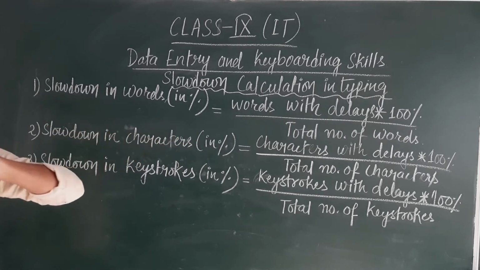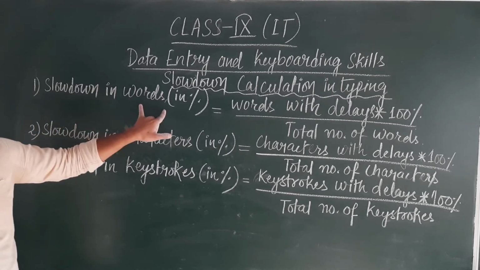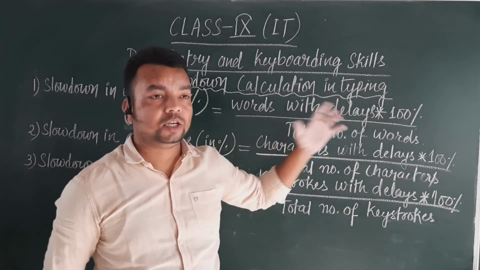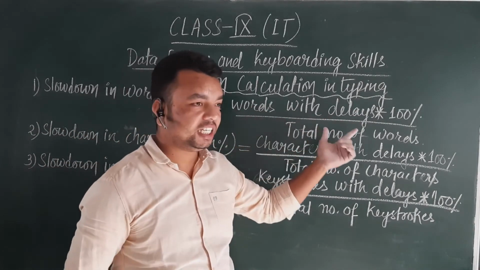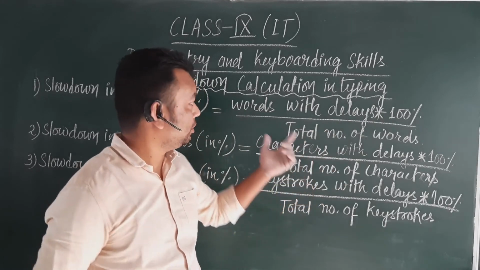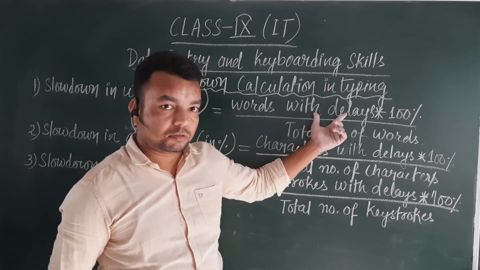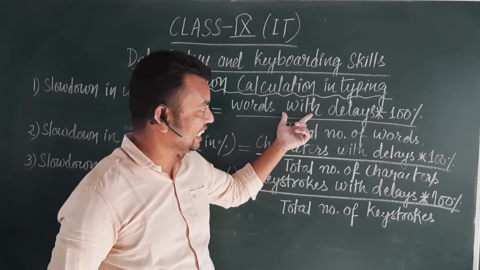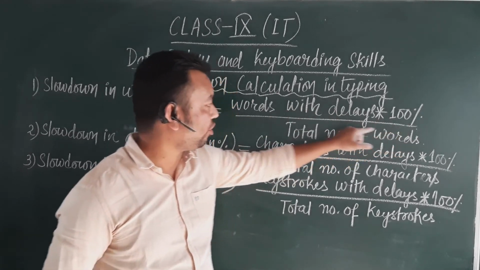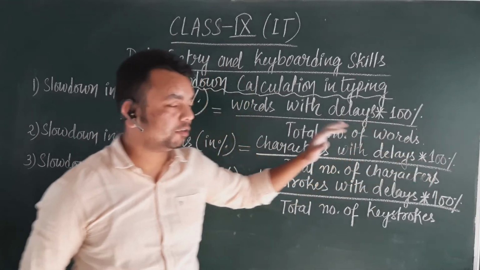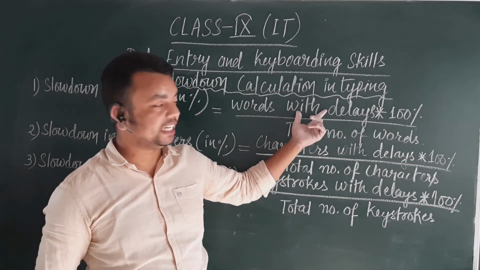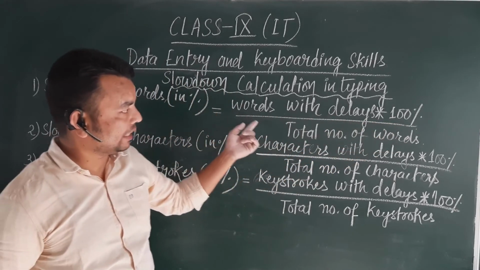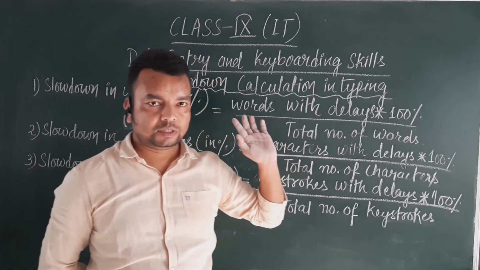So, whenever words are there, if the question comes up like find the slowdown in words, then in between a set of words, you can utilize this formula: words with delays, meaning those words which we have inserted containing delays in between them. We need to write the total number of words with delays, multiplied by 100%, and then the whole has to be divided by the total number of words. Out of total words, how many words are with delay? We need to write that first, multiply by 100, and divide by the total number of words.